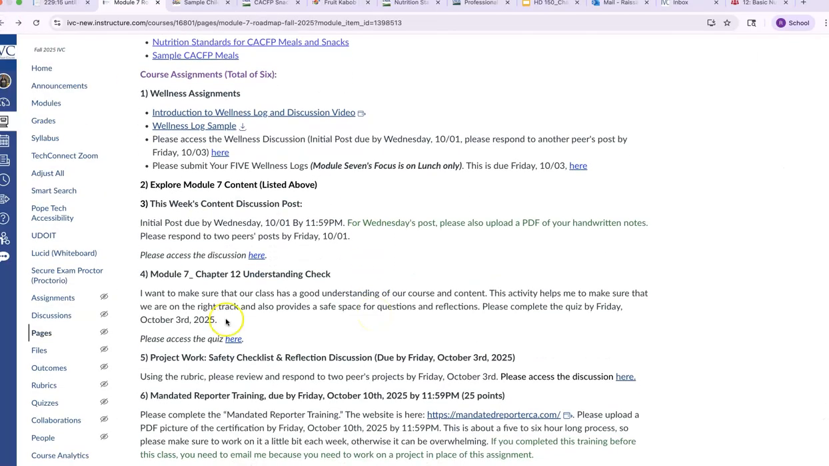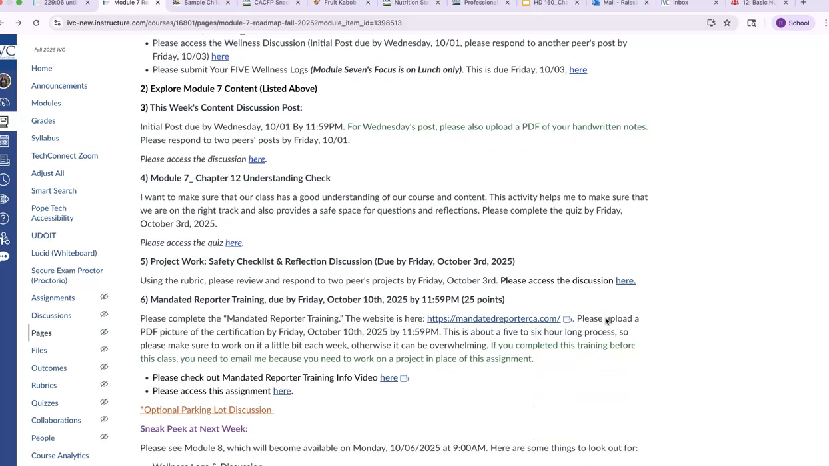And then you have your knowledge check, your understanding check. You've got to do this by Friday. I would say try to do it by Wednesday or Thursday, because remember, you have 2 chances, and the system will automatically take your highest score. The questions stay the same, right? I want you to be successful, so they stay the same.